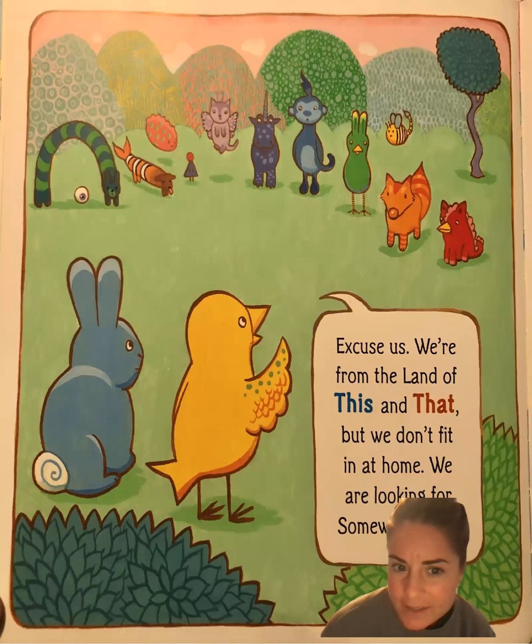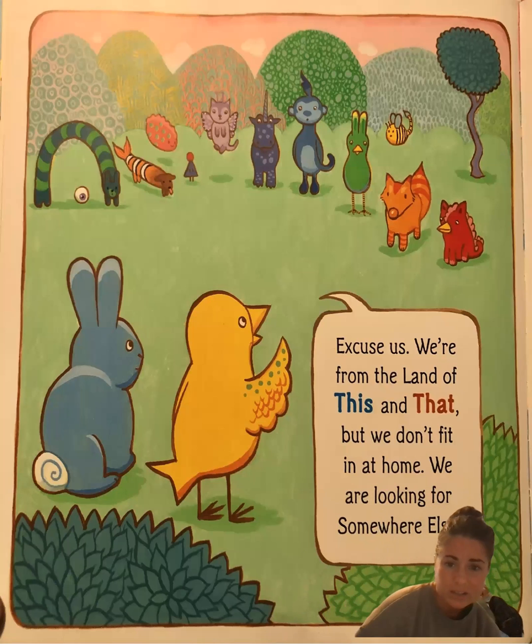Uh-oh. Do you see these new characters here? The blue bunny and the yellow bird. The yellow bird's got some dots on him. The blue bunny's got a different kind of tail, a swirl in it. Excuse us, we're from the land of this and that. We don't fit in at home. We are looking for somewhere else.